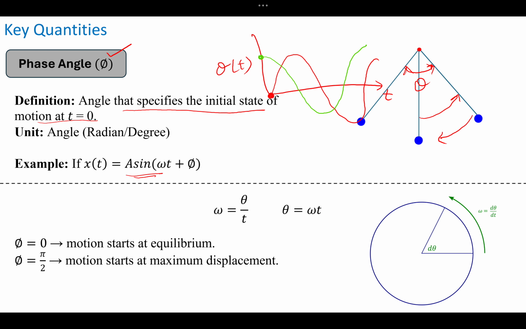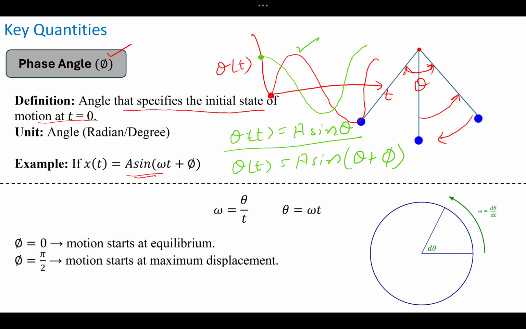Now for this signal, theta of t is equal to the amplitude times sine theta. So this is the equation for this red signal. But when you are starting from a different position, then theta of t will be modified as sine of theta plus phi, this additional displacement that you have added. This phi that you have added will be added to the angle.